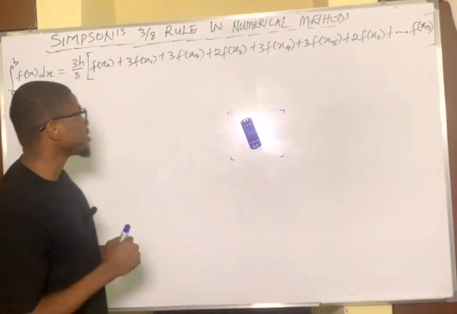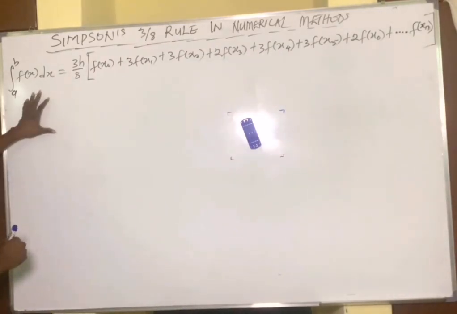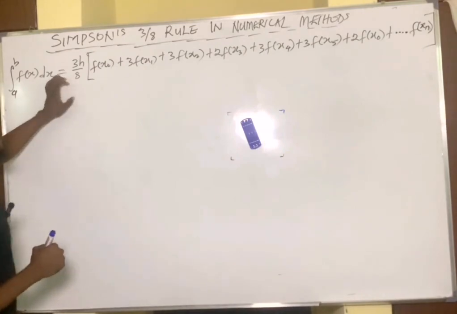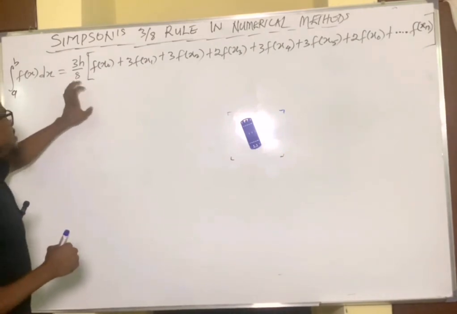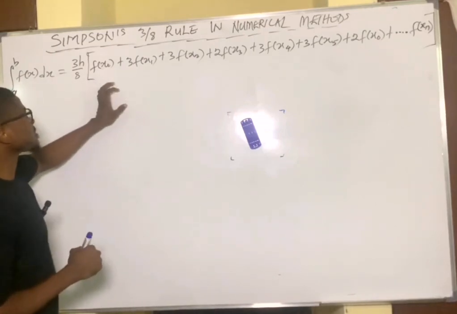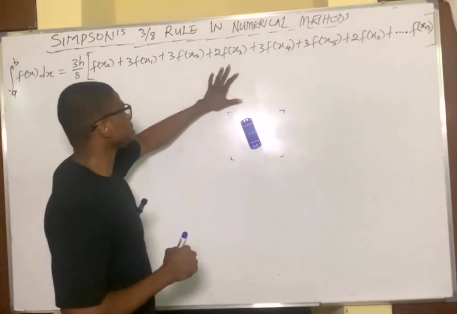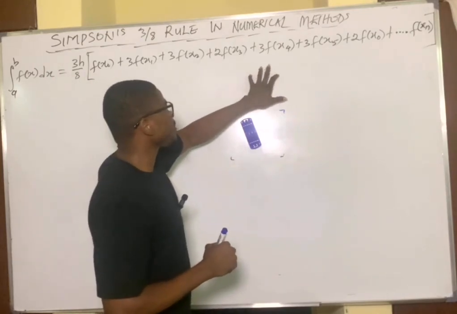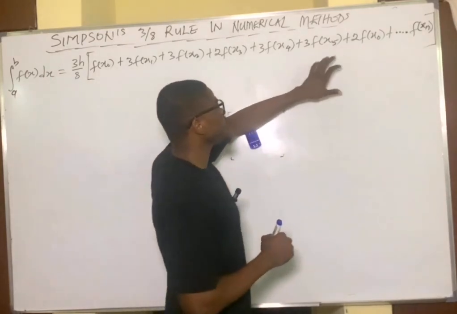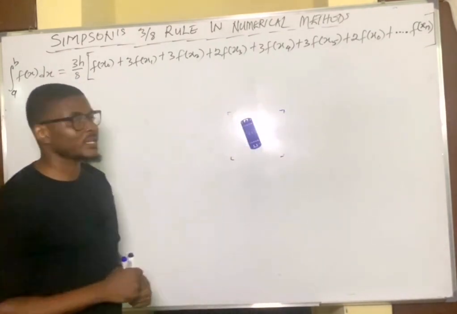Now, by formula, the Simpson's 3/8 rule states that the integral from a to b of the function f of x dx is equal to 3/8 multiplied by h, multiplying this entire bracket: f of x0 plus 3f of x1 plus 3f of x2 plus 2f of x3 plus 3f of x4 plus 3f of x5 plus 2f of x6, and so on up to the last function f of xn.